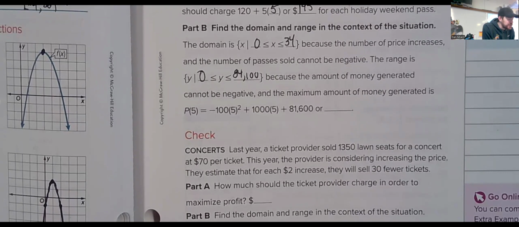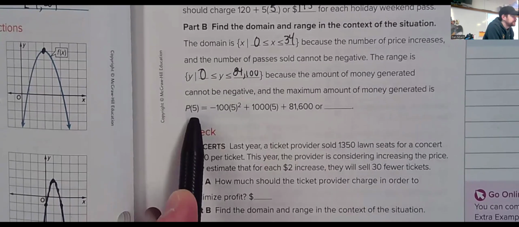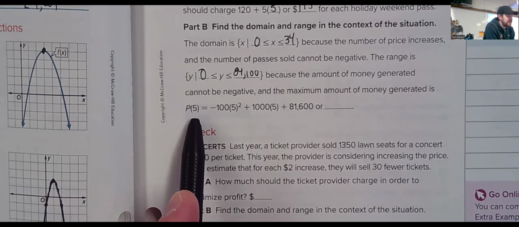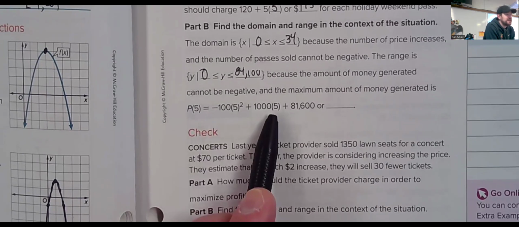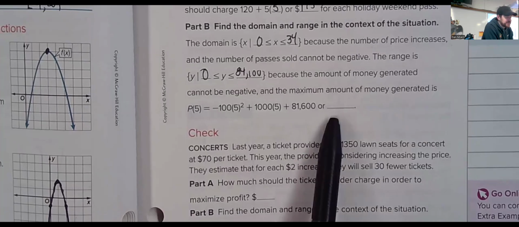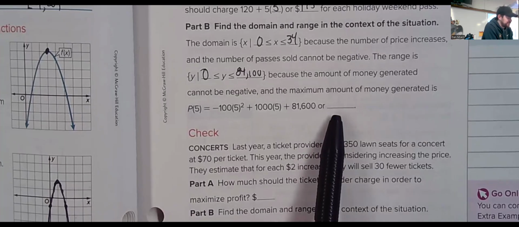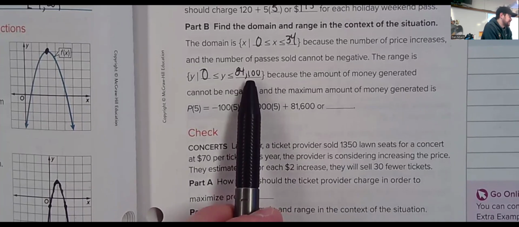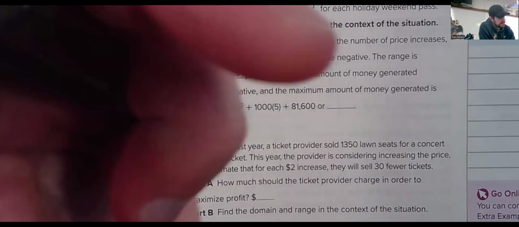right, so what does P of 5 mean instead of P of X? X is 5, yeah. So that would be the maximum amount of $5 increases, which is 25. So it's just saying the maximum amount of money generated, that is the maximum value here for Y. So that's 84,100.